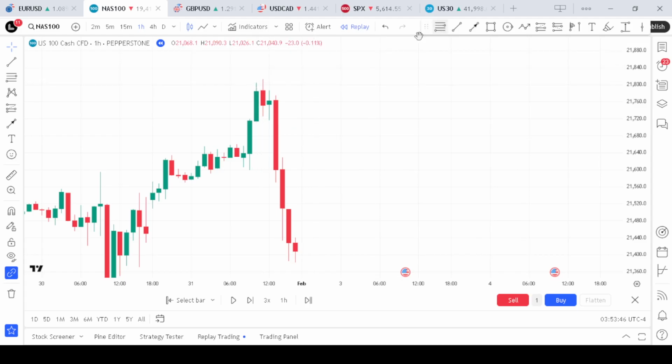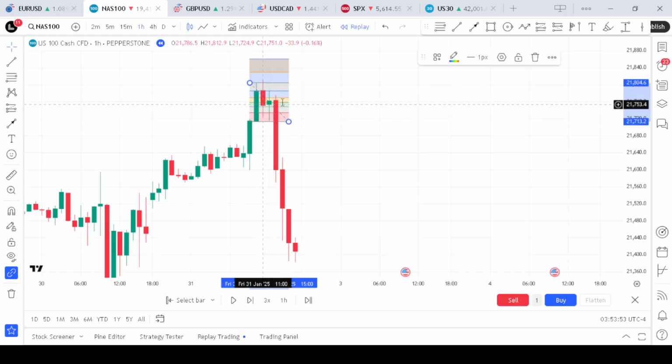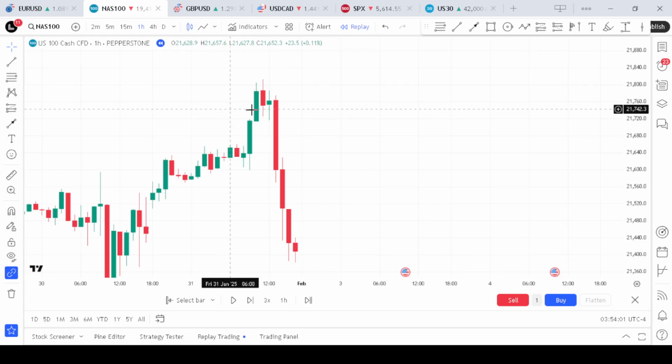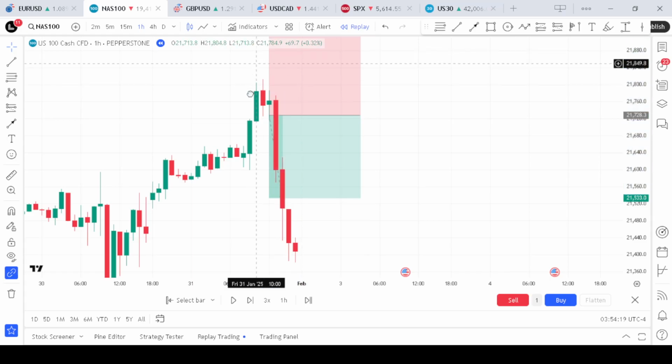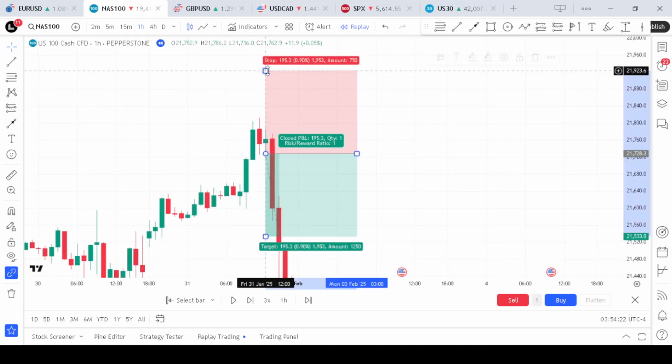If I draw my tool to find the midpoint of this first candle, we can see the midpoint is this green line over here, showing that this red candle closed below the midpoint. Remember, this is an important criterion for this strategy to work. We have to enter after we see price close below the second candle. We place our stop loss just above the high of the bullish candle.